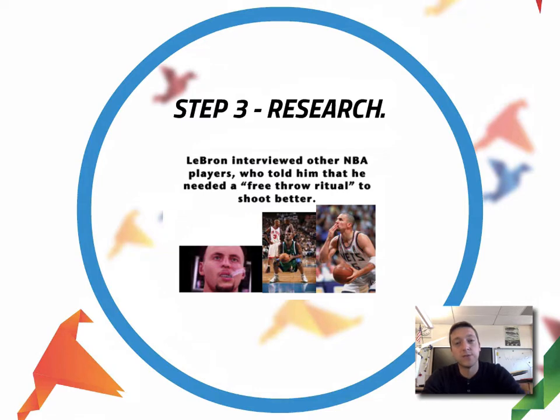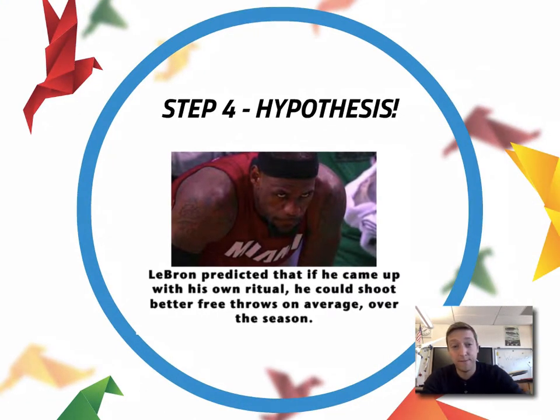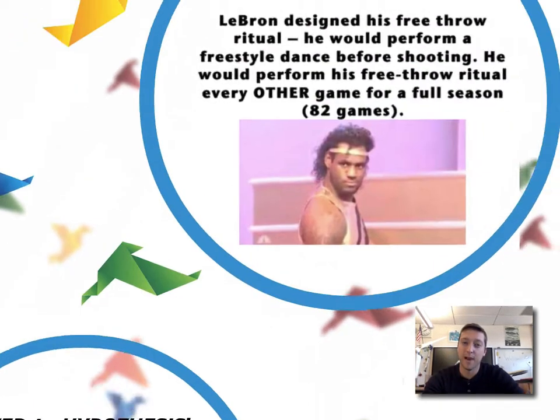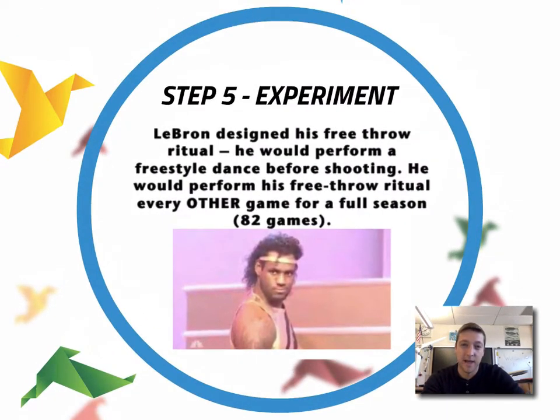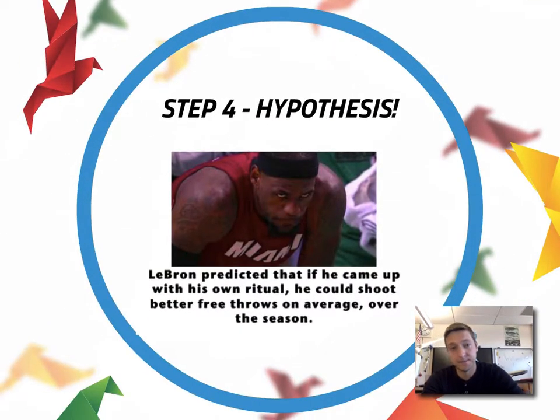Step 4 is to form a hypothesis or prediction. So if LeBron comes up with his own ritual, then maybe he'll be able to shoot free throws better. Now he actually has to test this hypothesis. Oh, and by the way, the hypothesis had to be formed after the research. Always research before your hypothesis.